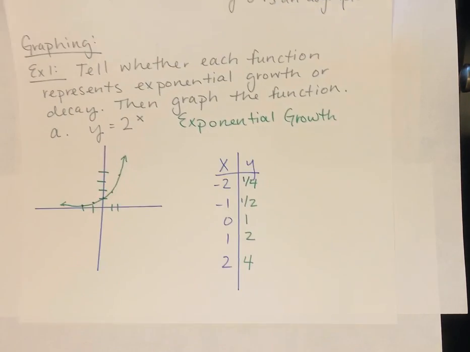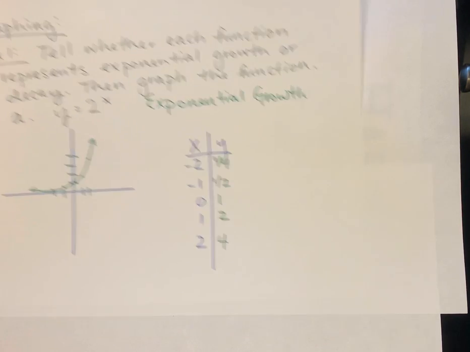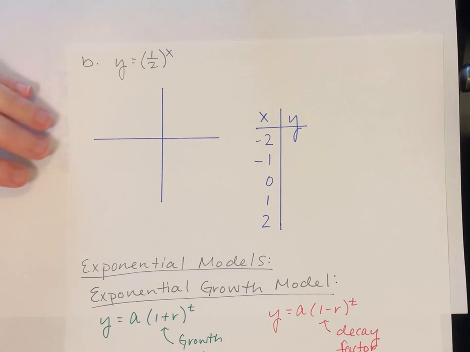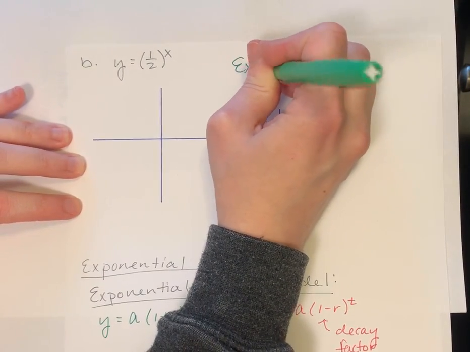All right, and now we're going to do another example. So we're going to do part B. I'm following along with the actual examples that are in the book. I figured it'd be easier that way. If you needed to, you could go back and look at the book. All right, so part B is y equals 1/2 to the x. So this one, your b value is between 0 and 1. So this one will be exponential decay.